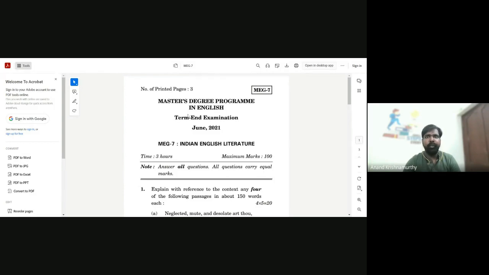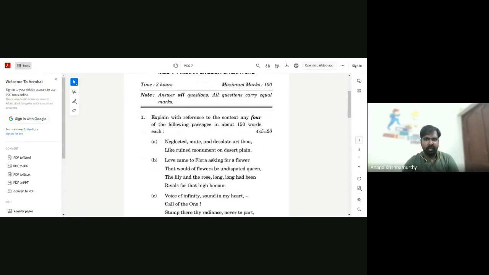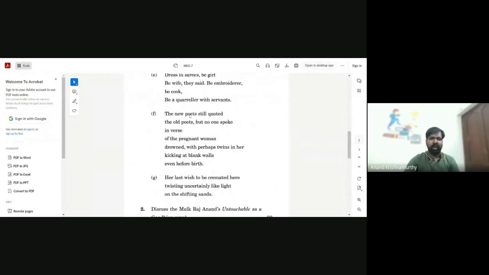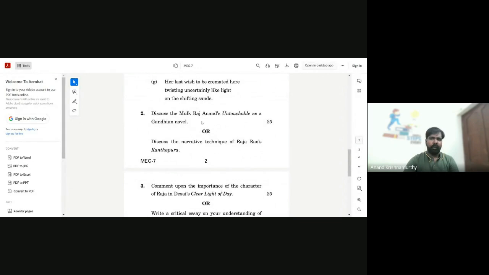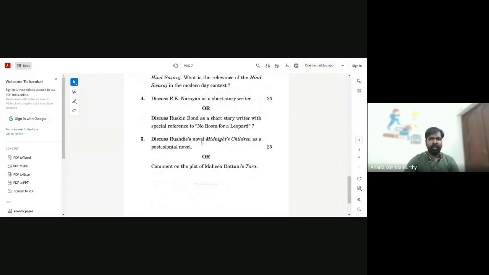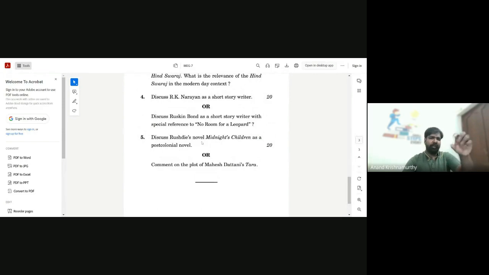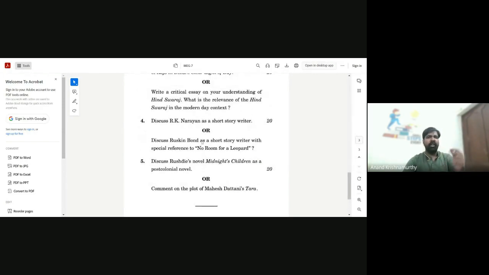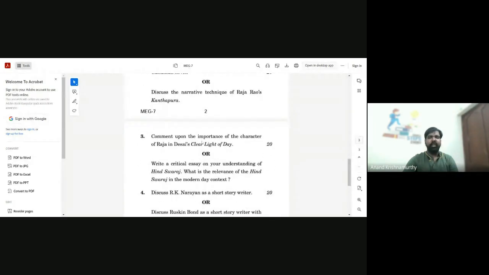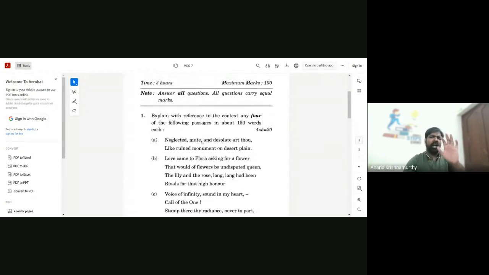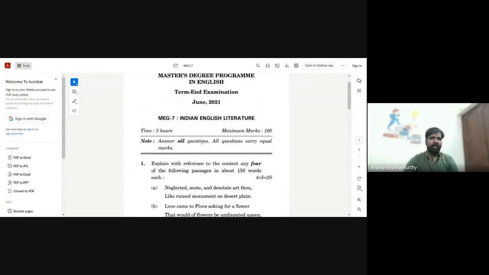If it is visible to you, you could see that there are 4 mandatory annotations from the poems prescribed. Then you have essay questions with an OR option, and the OR option is within the question. It is not something that is inter-question. Okay, so that's something that you need to be aware of. This is regarding the question paper. I'm not scaring you, but I'm just moving on.